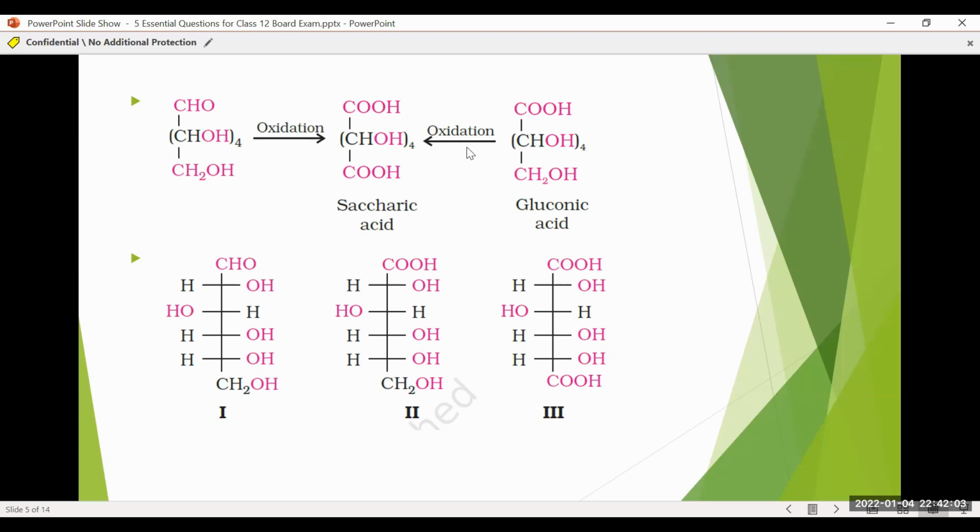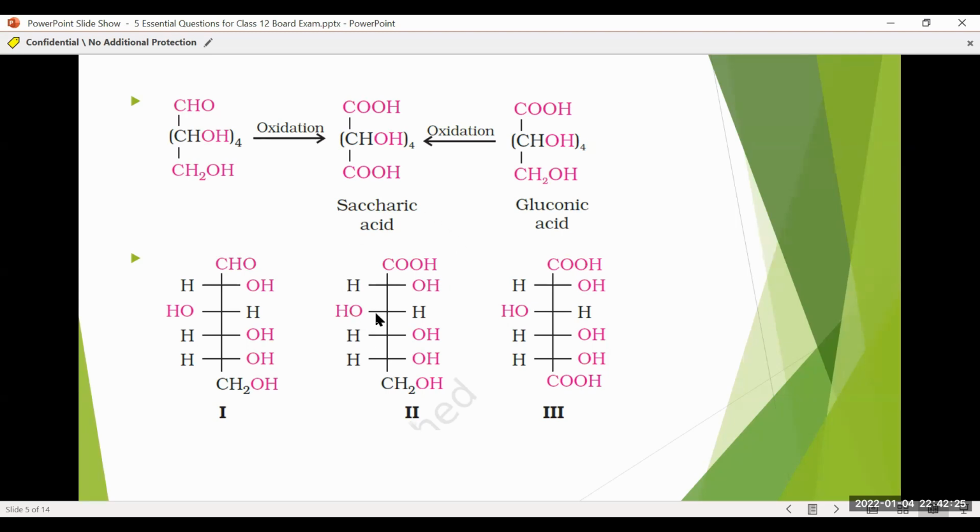Once it is oxidized, it also gives you the same product, but the difference is you are getting the next member by 1 COOH group. But this also proves in another way that glucose has 1 aldehyde group as well as 1 primary OH group.